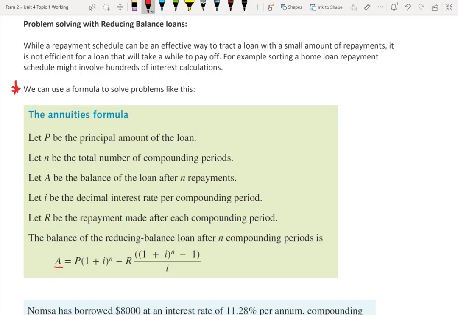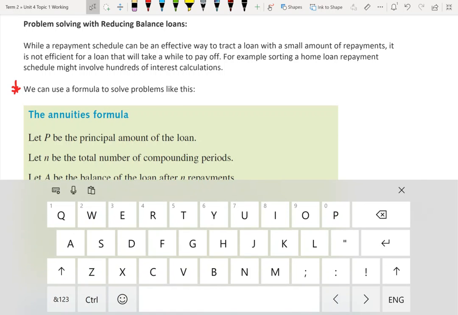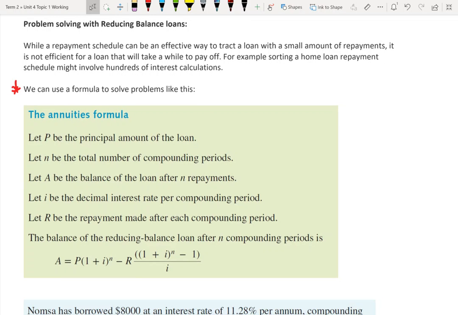In our recursive definition we would have been saying AN, but we're just going to call it A here because we're not going to look at multiple different payments. I is the decimal interest rate per compounding period, R is the repayment made after each compounding period, and the balance of the reducing loan after N compounding periods is this rule. It's a long one, so we're going to have to get our practice in on it.